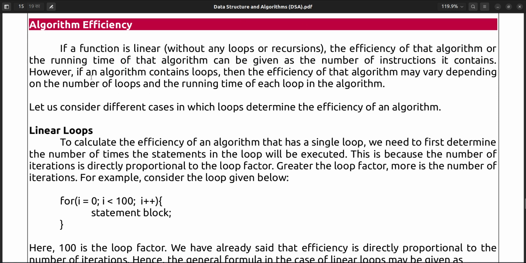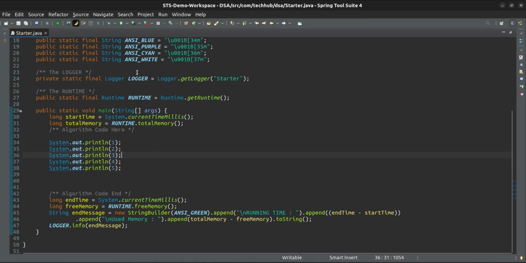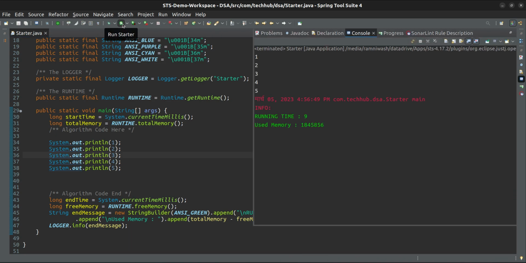However, if an algorithm contains loops, then the efficiency of the algorithm may depend on the number of loops and the running time. Let us consider the different cases of loops that determine the efficiency of an algorithm. If I run this program, you will see the output. It will print from 1 to 5, and it is taking time 9. It is taking 184856 memory to execute, and this is your running time.